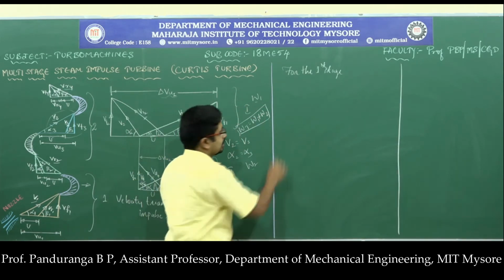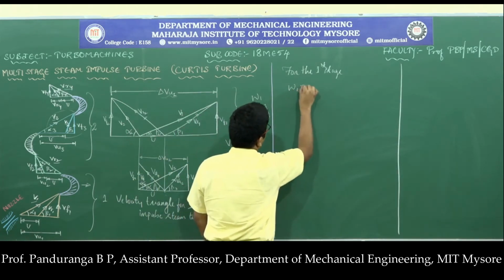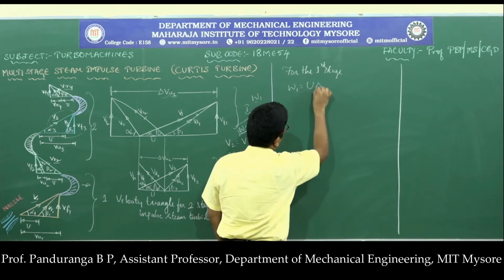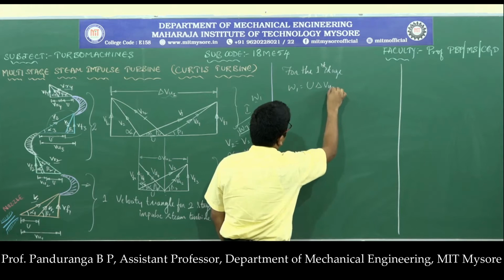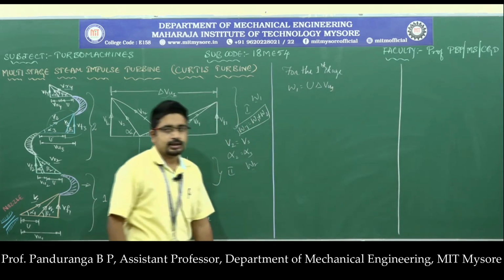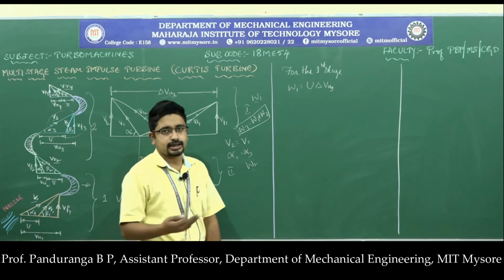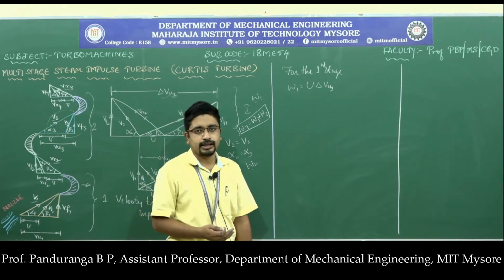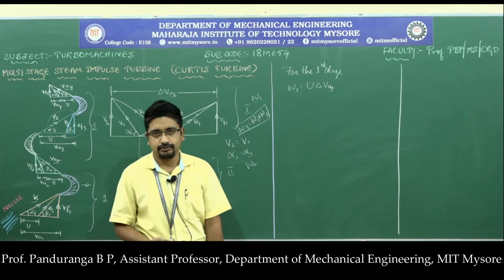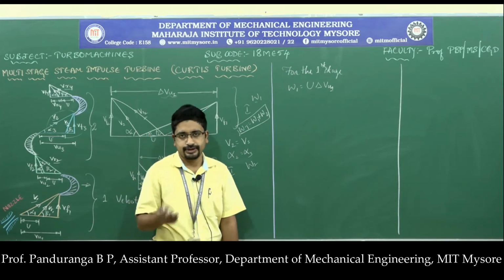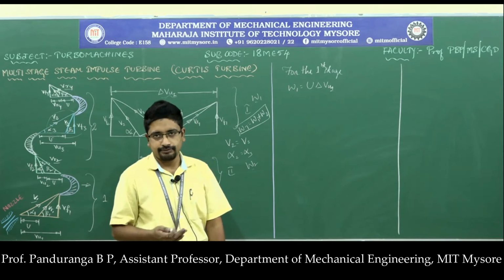For the first stage, W1 is given by U into delta VU1. So if you remember, the Euler's equation states that energy transfer or work done will be given by, work done per unit mass will be given by U into VU1 plus or minus VU2, which we call delta VU.